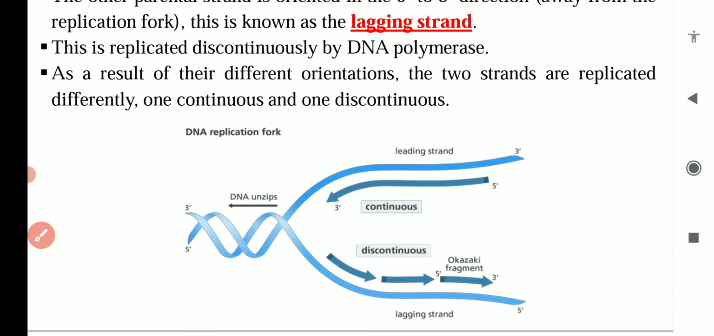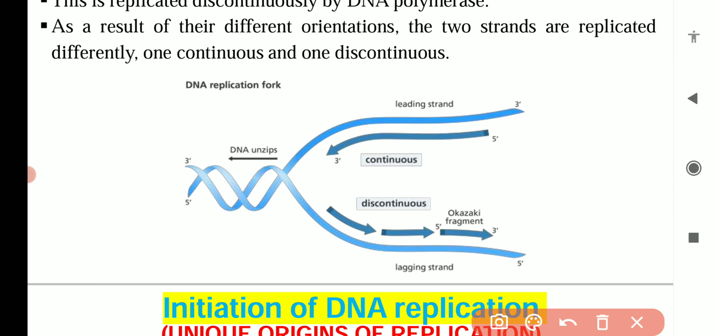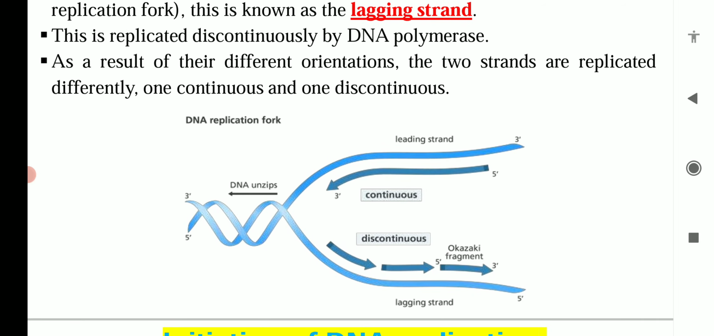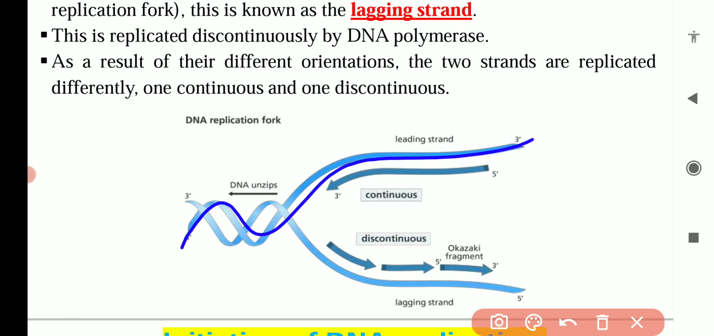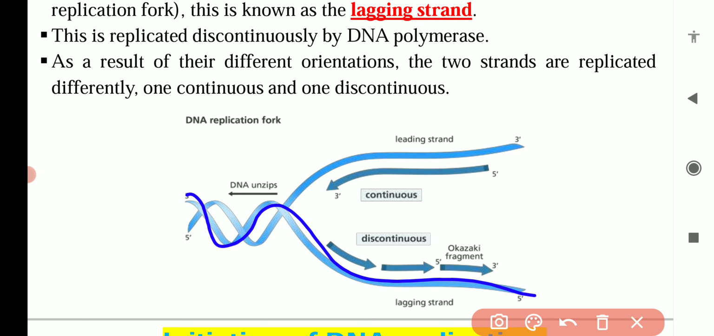So these are the two DNA strands. You can see this is one DNA strand, and this is the other DNA strand. The strand which has this 5' to 3' orientation is known as the leading strand. Okay, and the other strand that has the 3' to 5' direction is known as the lagging strand.